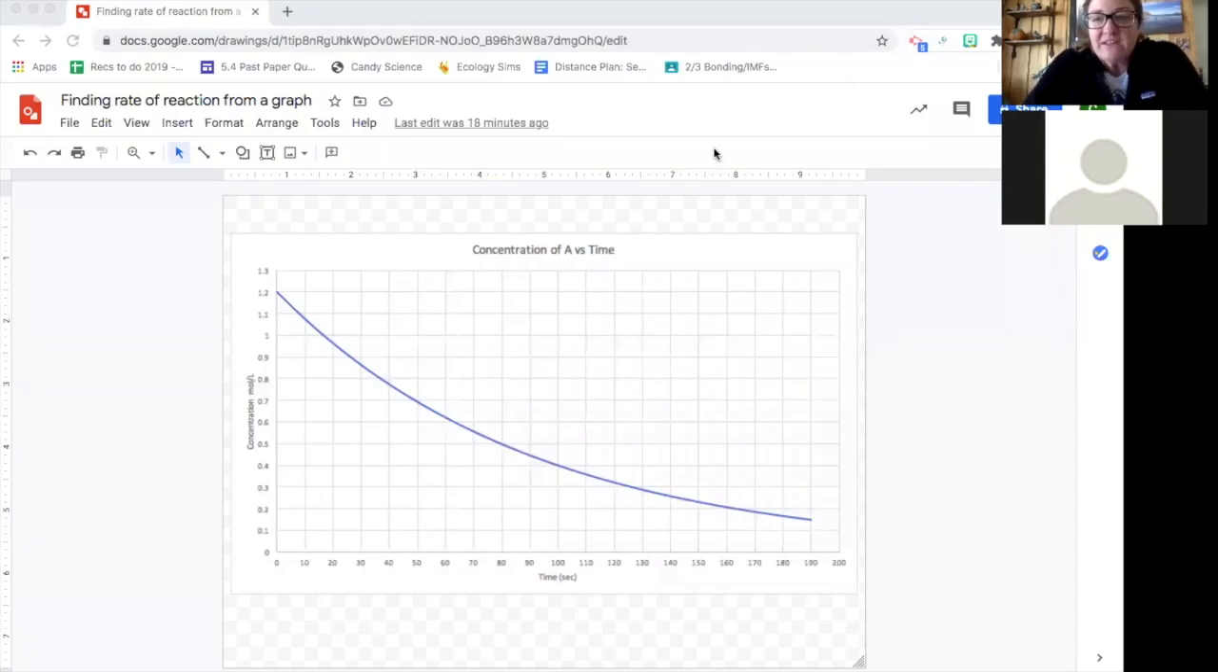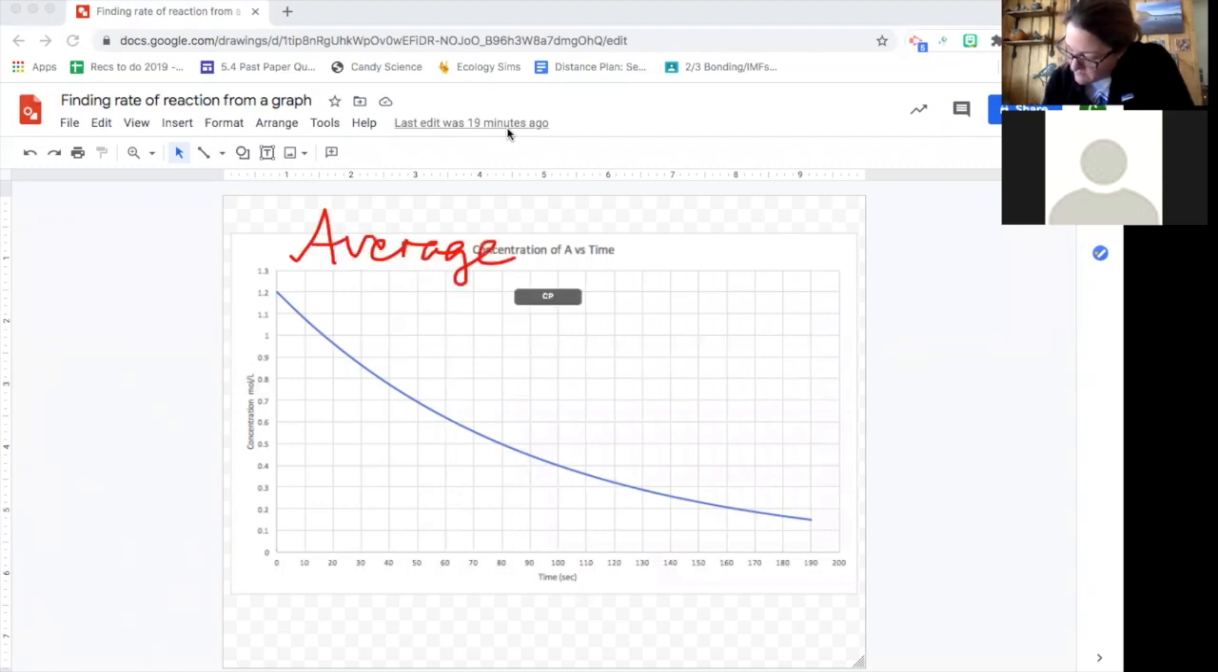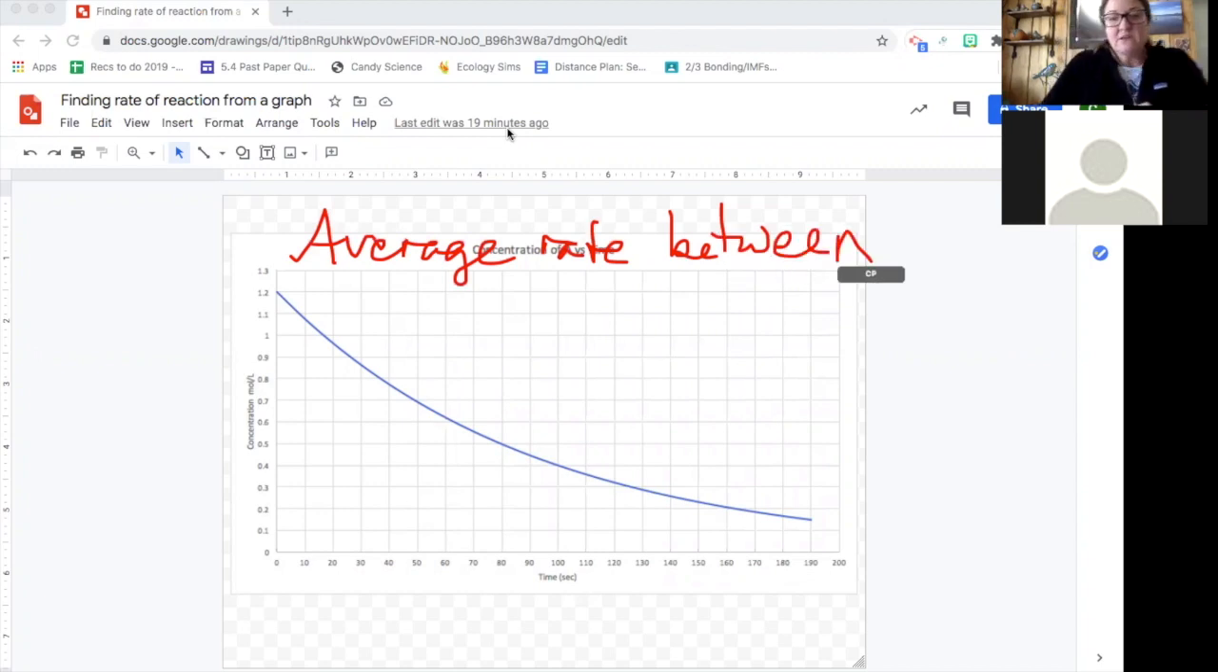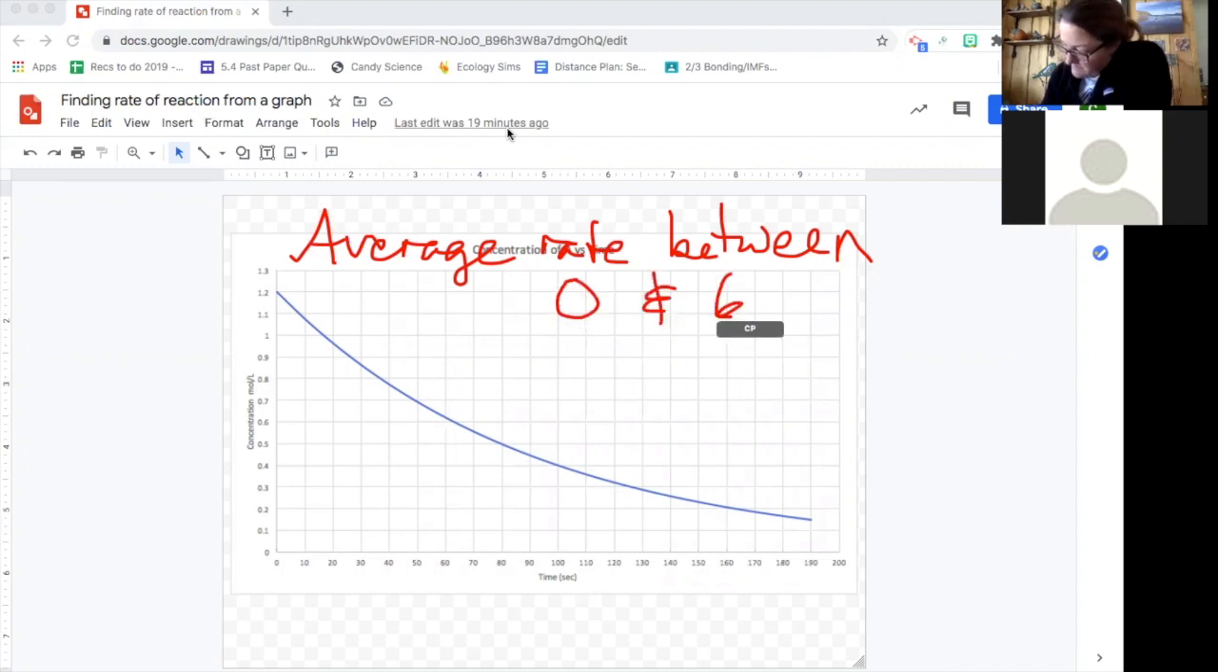There are two different things you could be asked to find when finding the rate of reaction from a graph. The first one is the average rate. If I want to find the average rate, I need 2 points. So suppose I want to find the average rate between 0 and 60 seconds.